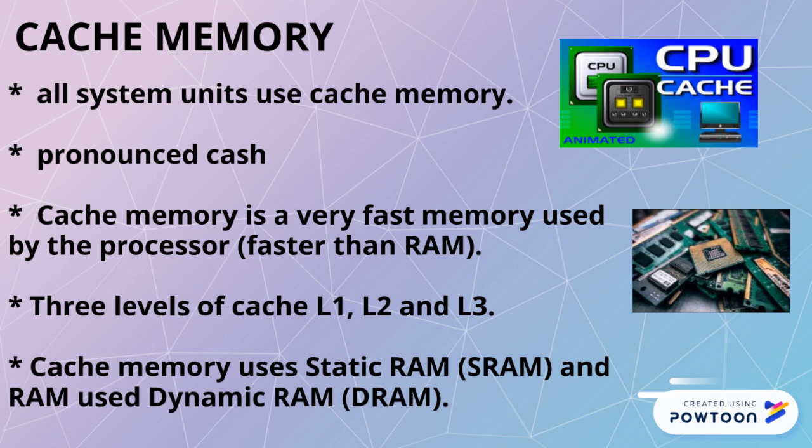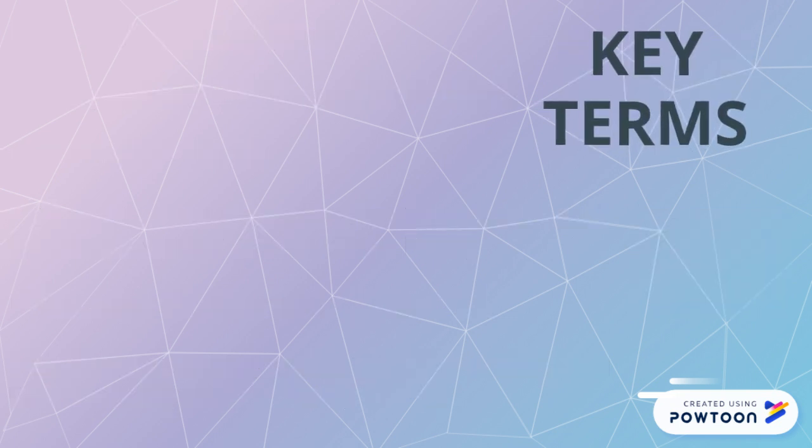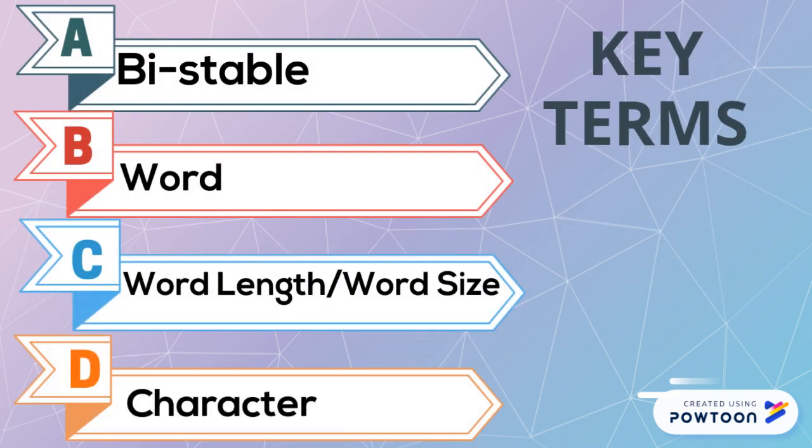Let's now move on and look at some key terms you have to look at in terms of storage. The first one is bistable. Now bistable is basically a device that can exist in one of two possible states. It can be in the state of on or off, or 1 or 0. Now an example I like to use is you're turning a light on or you're turning a light off. When you turn a light on, you're having electricity running through the system, right? So it's in the state of on. When you turn the light off, you're not having electricity running through the system, so it's off. So it's in a state of on or off.